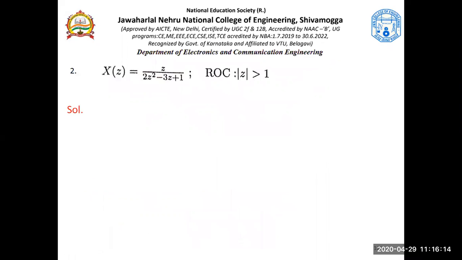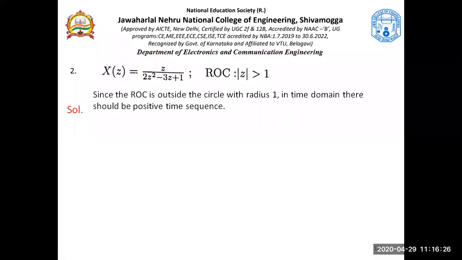Let's see the same problem, but with the region of convergence outside the circle. It's outside the circle with radius 1. So the analysis is a little different. Now, what is the time domain signal if you apply inverse Z transform?